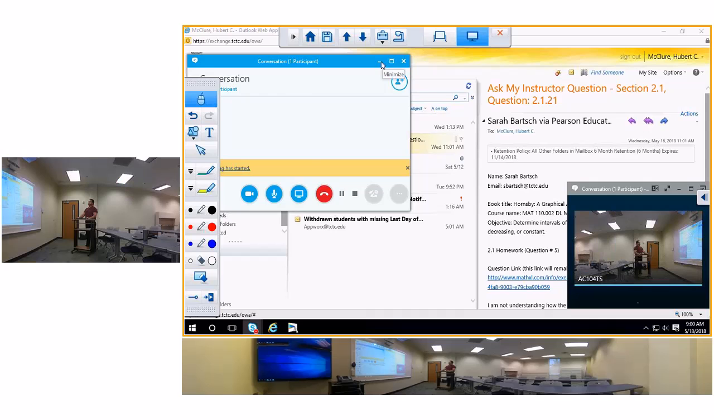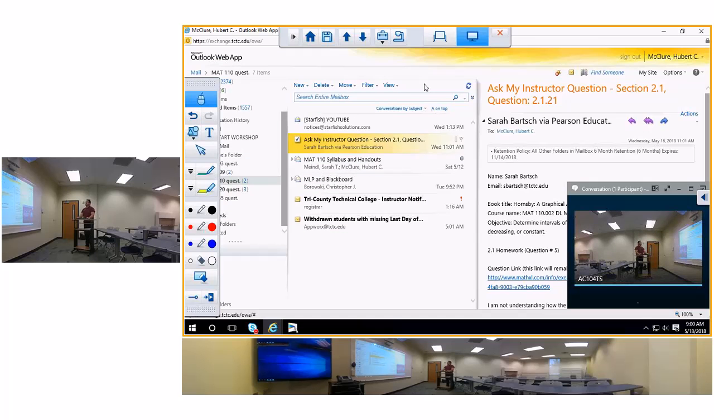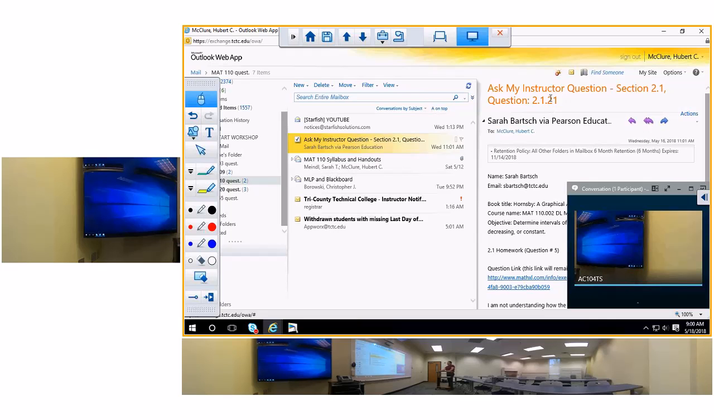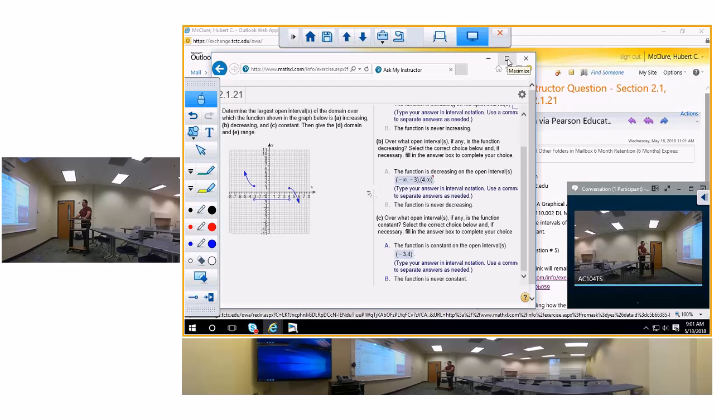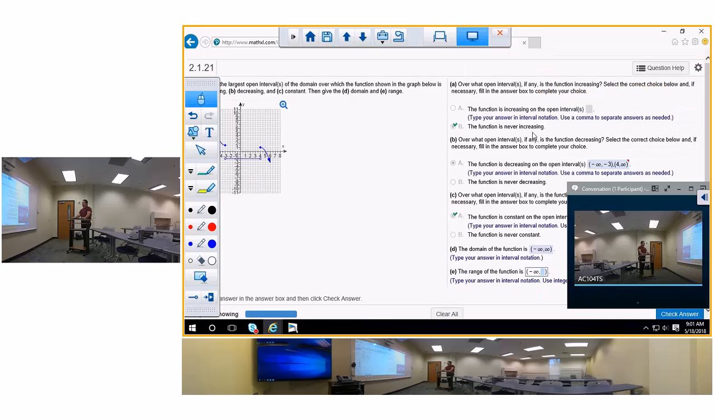Alrighty, this is Math 110, a question that was sent in. I think it was sent in Wednesday. This is 2.1, number 21 in the book, number 5 online. Okay, this is what you call a piecewise function.